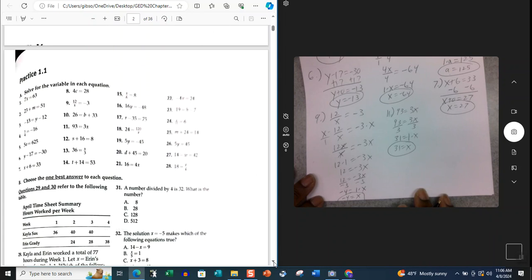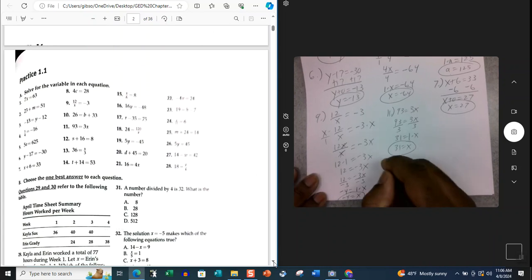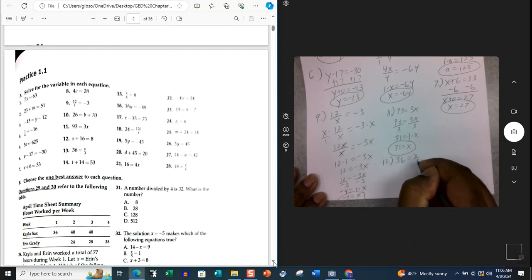Okay, now 12 is basically the same. 13, I'll do 13. We have 36 is equal to x over 3. Now again, we got the x on the right side, and this 3 is connected to the x by division. So we know we'll multiply each side by 3.